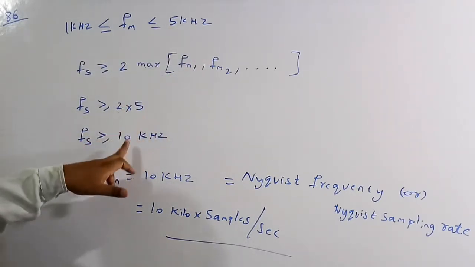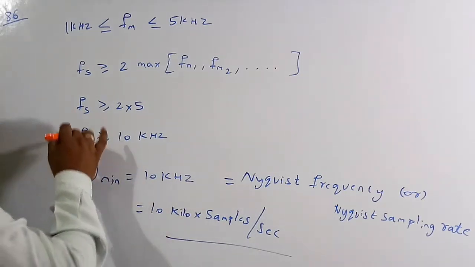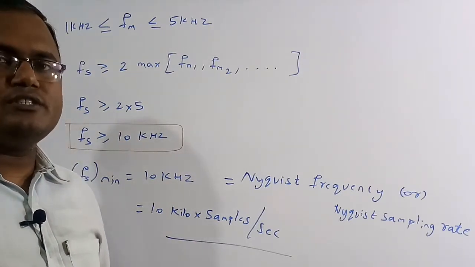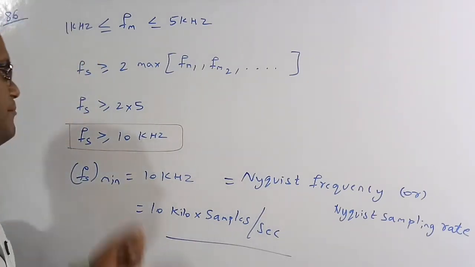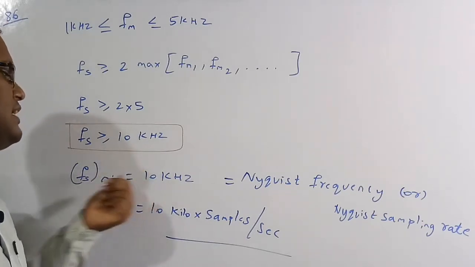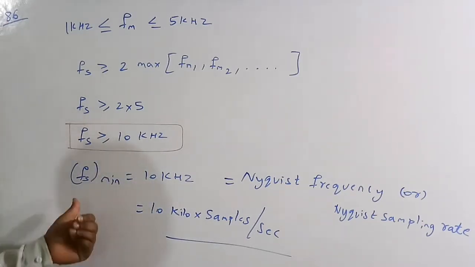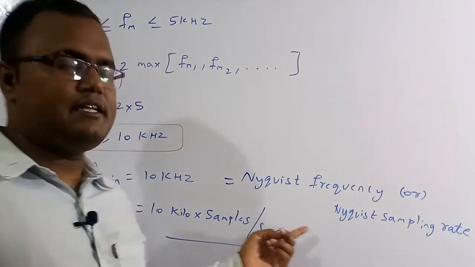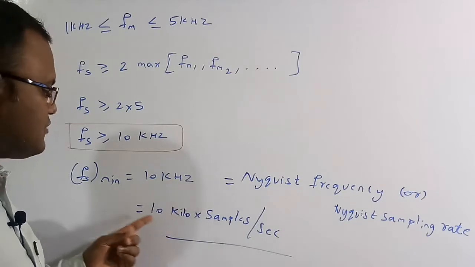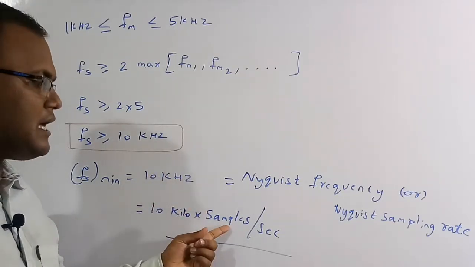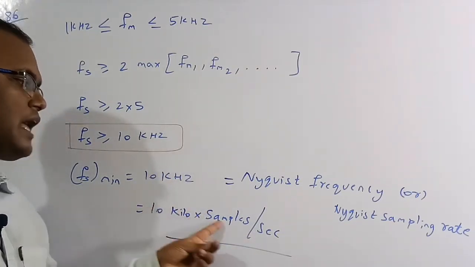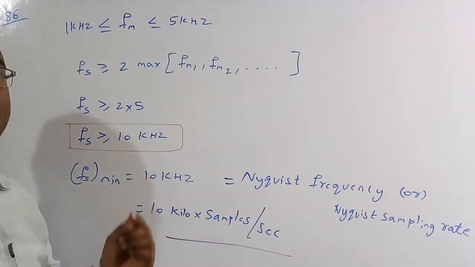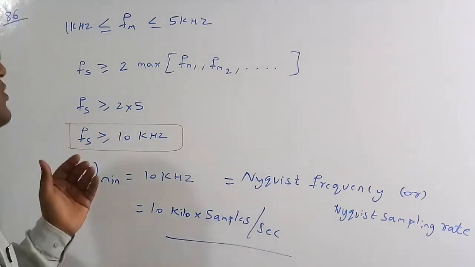So 2 into 5 is 10 kHz, and the sampling frequency has to be greater than or equal to 10 kHz. Then only we can reconstruct the original signal back. So the minimum sampling frequency is 10 kHz, called the Nyquist frequency or Nyquist sampling rate, which is 10 kilohertz, meaning 10 kilo samples per second. We have to sample at this rate to reconstruct the original signal.